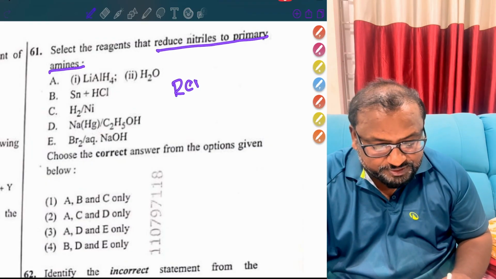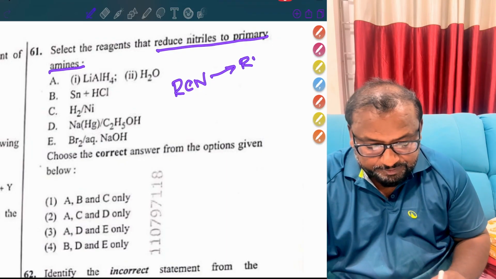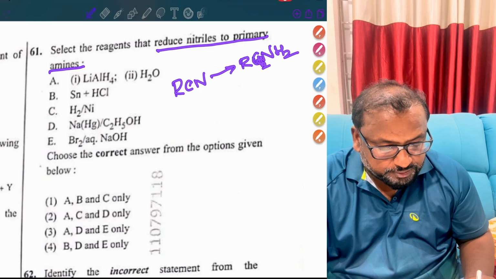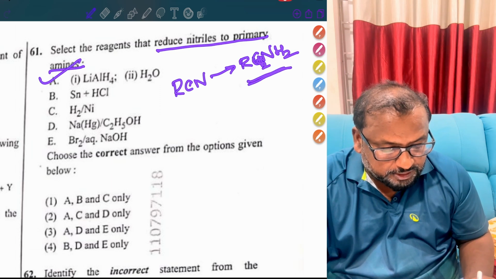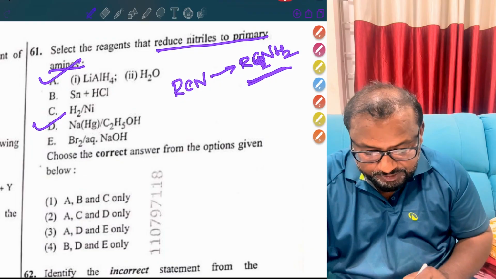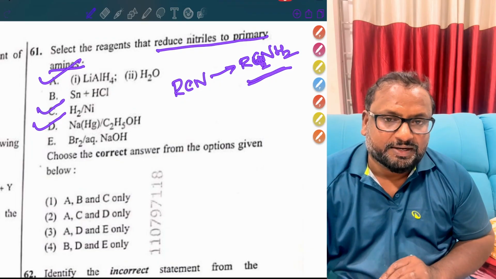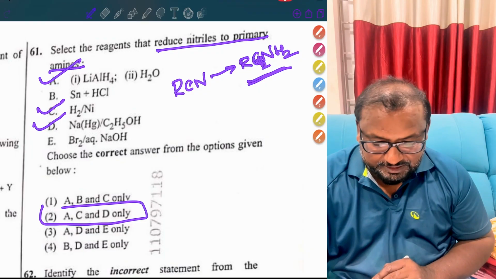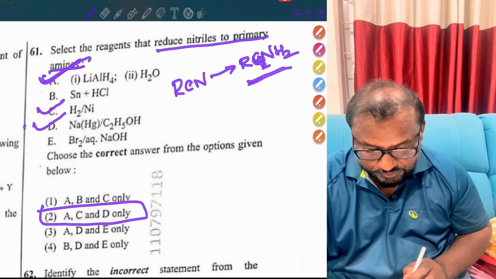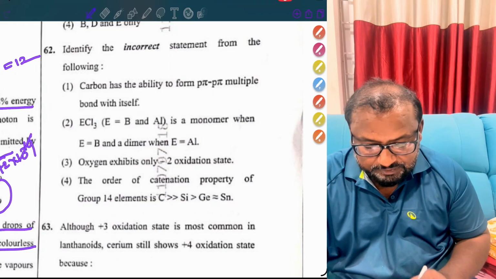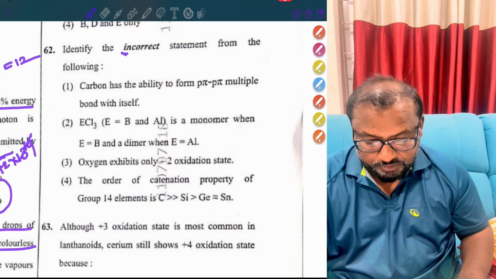This one is interesting, but again from the NCERT. How do you reduce nitrile into primary amines? So RCN should be reduced to RCH2NH2. This is done by lithium aluminum hydride, sodium borohydride. These both can do it. Even hydrogen plus nickel can also do the job. So ACD should be the answer. Both of these are in the NCERT. Right. We'll go to this one.